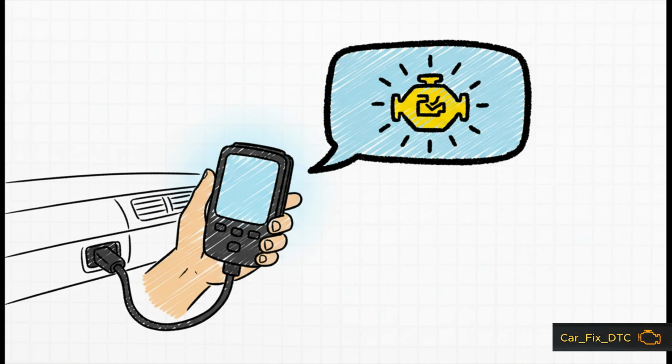So you did the smart thing, you grabbed one of those code scanners, you plugged it in, and boom, it spits out this code, P0442. Now, I know it sounds super technical and intimidating, but don't sweat it. We're going to translate exactly what your car is trying to tell you in plain English.